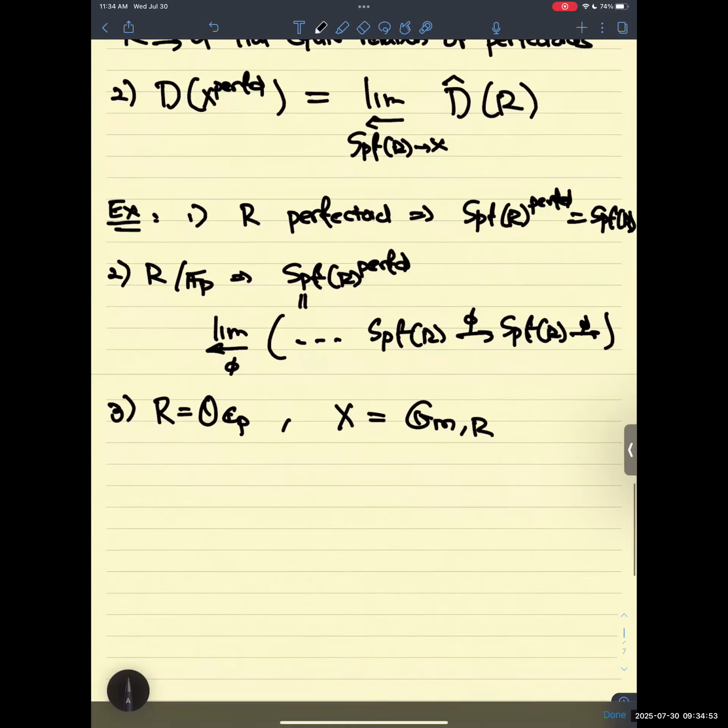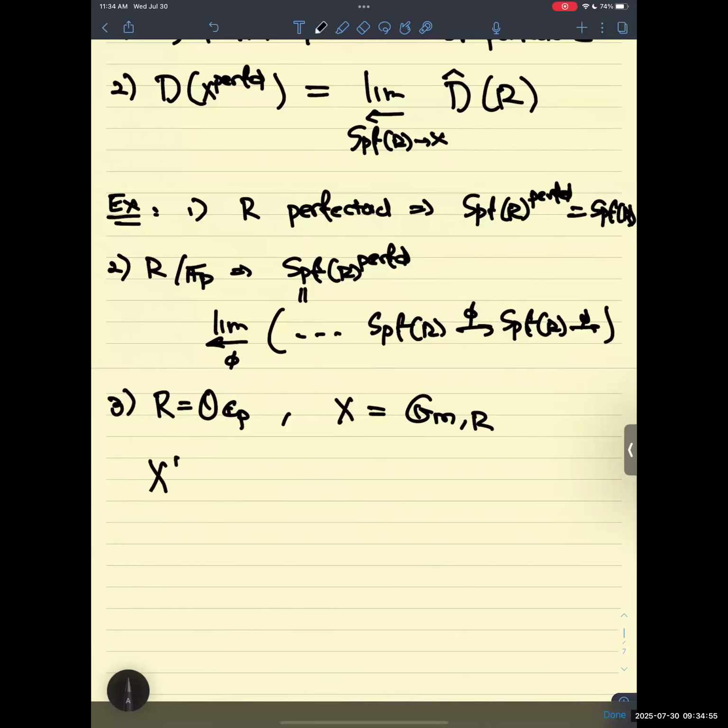And so in this case, X perf has a nice description, at least in this almost world. So it's almost isomorphic to the following construction. You take G_m and you form its inverse limit perfection along the naive Frobenius, which I will write down in a second, and you mod out by a profinite group.